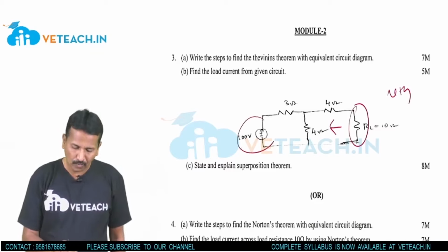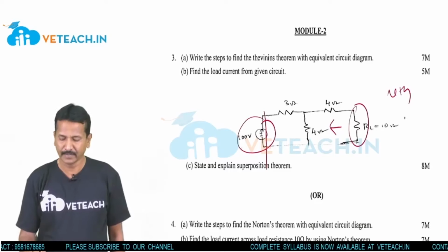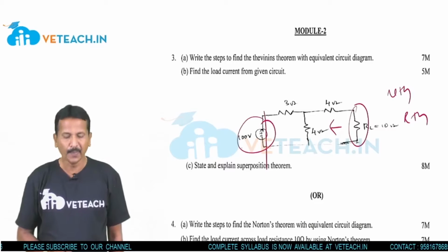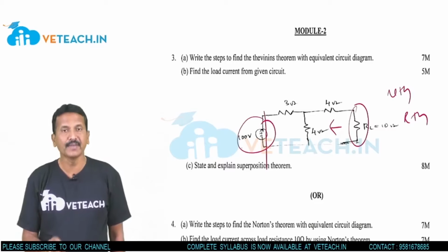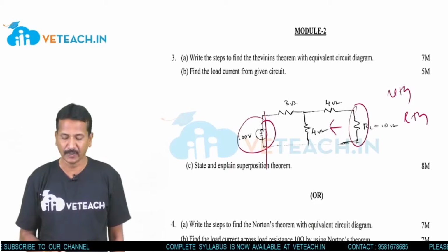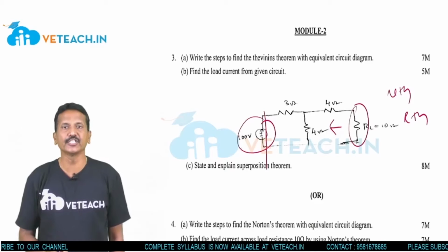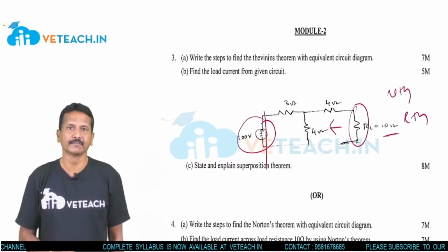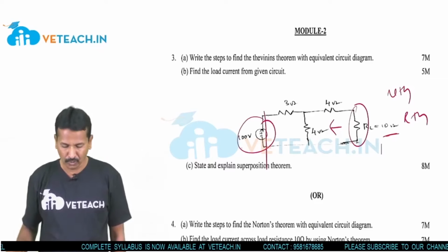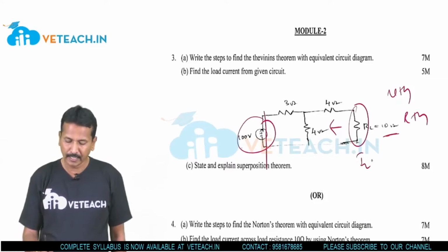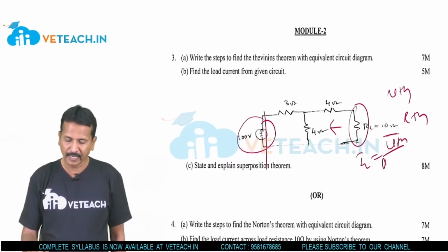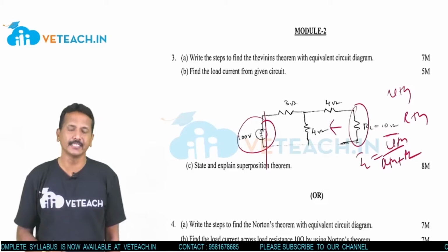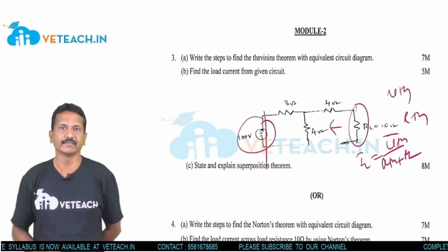Next, what do you do? Short this one and you have to find the RTH. 12 by 7. You will get some resistance value. Next, draw the equivalent circuit diagram. And what is the load resistance here? 10 ohms. So then IL is equal to VTH by RTH plus RL. This is your required equation or required formula.